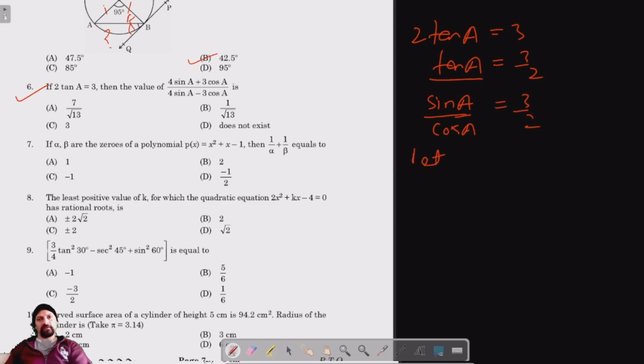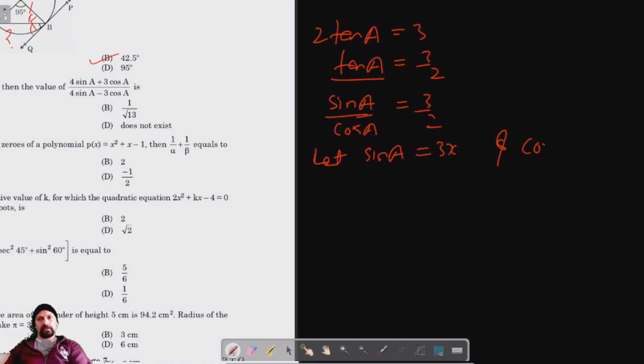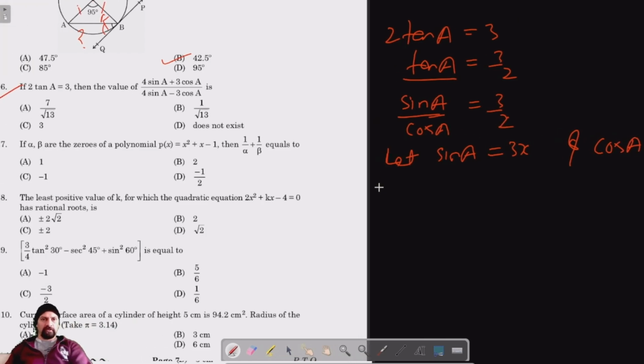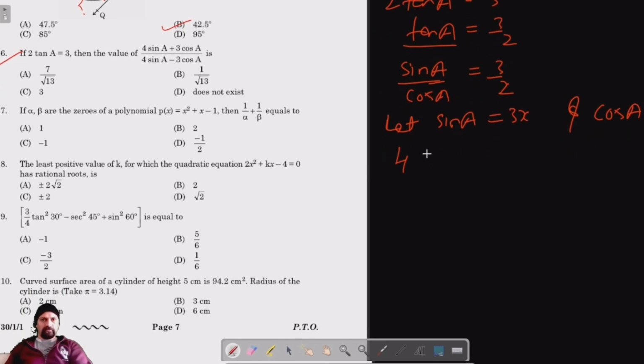So let's consider that sin A be 3x and cos A be 2x. So let's evaluate now. This is 4 into sin A plus 3 into cos A upon 4 sin A minus 3 cos A.